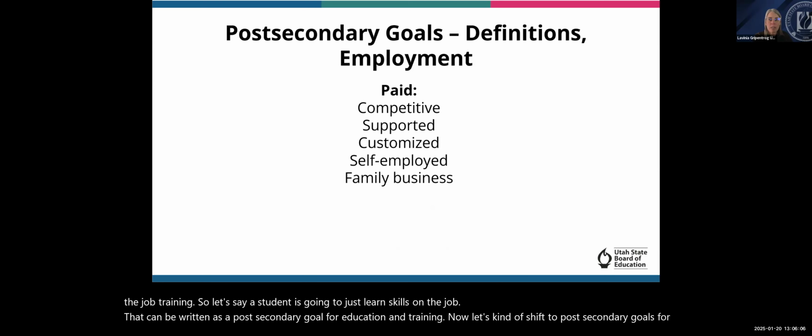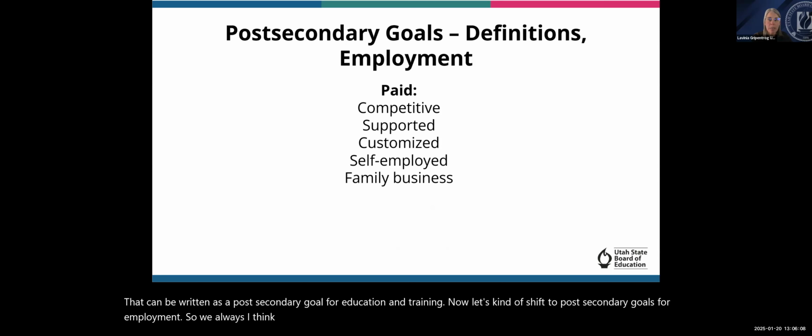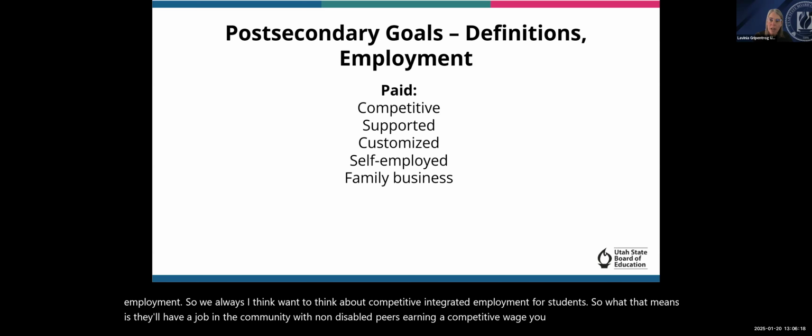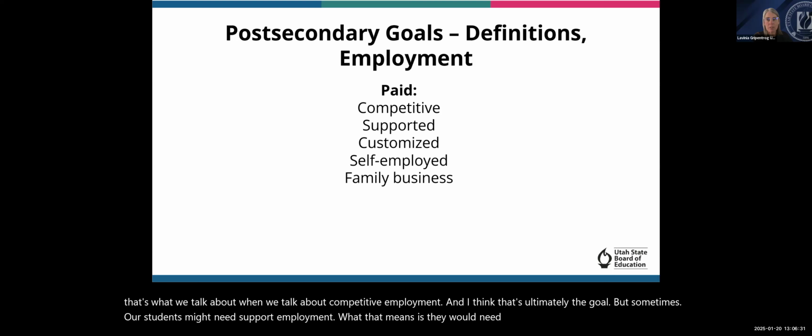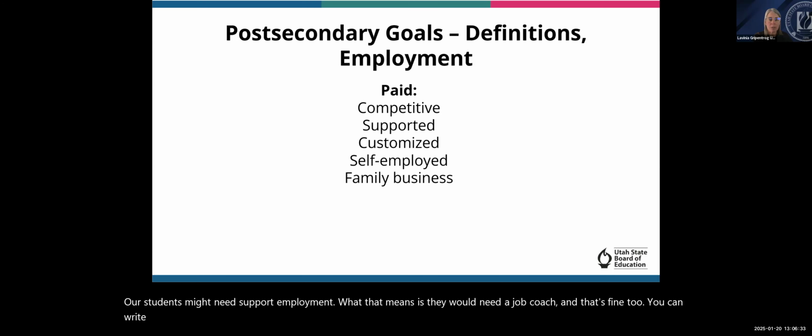So we always, I think, want to think about competitive integrated employment for students. So what that means is they'll have a job in the community with non-disabled peers, earning a competitive wage, minimum wage or higher. So that's what we talk about when we talk about competitive employment. And I think that's ultimately the goal. But sometimes our students might need supported employment. What that means is they would need a job coach, and that's fine too. You can write that into the post-secondary goal.